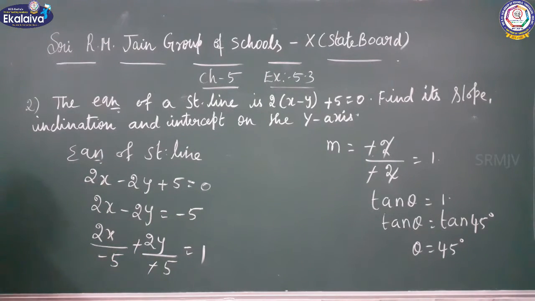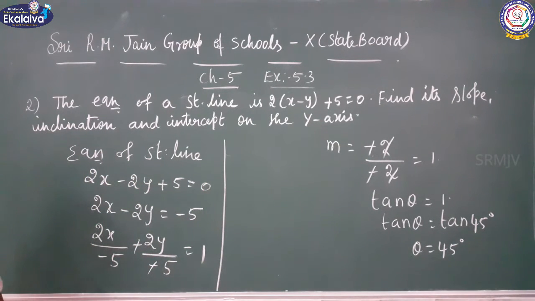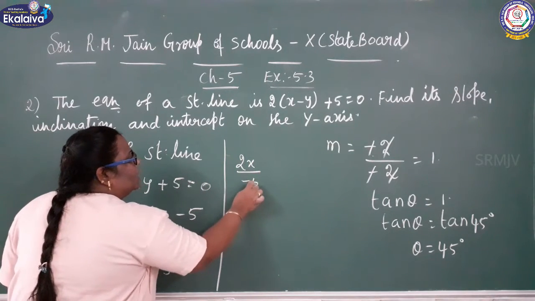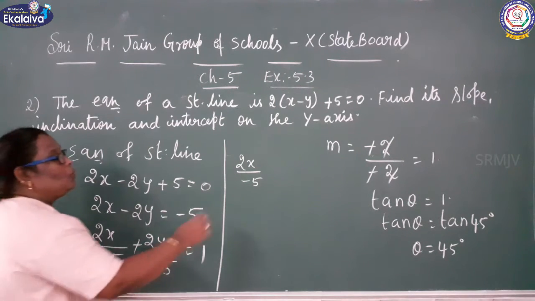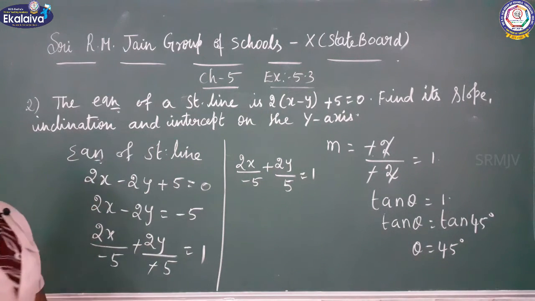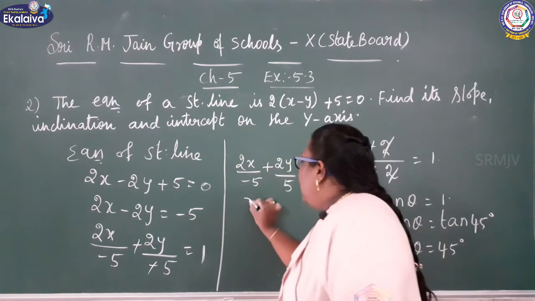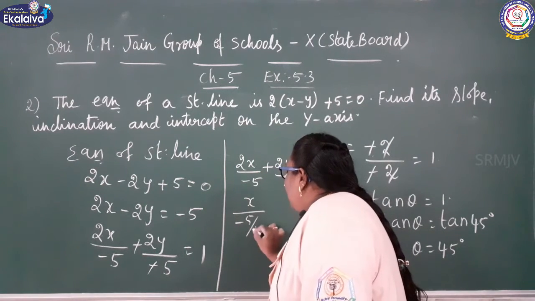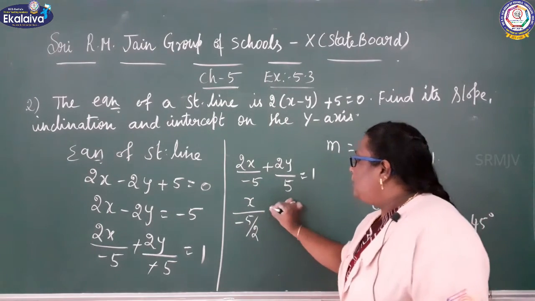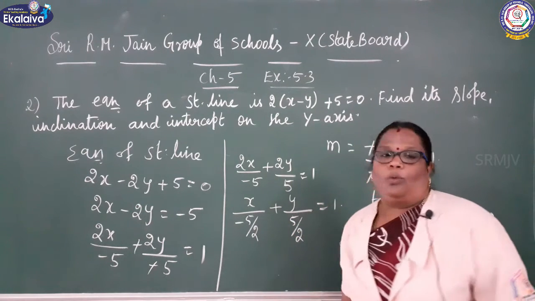Minus gets cancelled. What is the intercept form? x by a plus y by b equal to 1. So 2x by minus 5 plus 2y by 5 equal to 1. So you can bring it in this form: x by minus 5 by 2, that 2 you can bring it down, minus 5 by 2 plus y by 5 by 2 equal to 1.